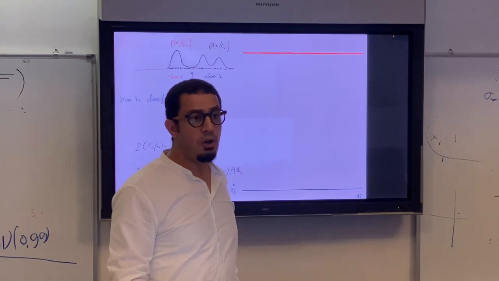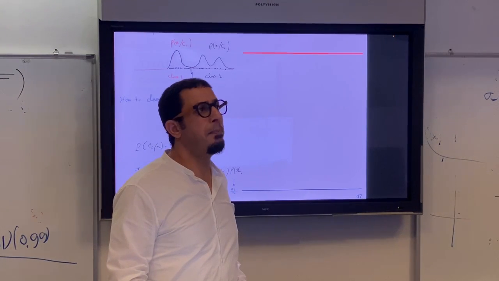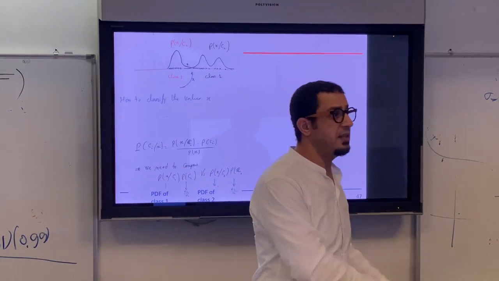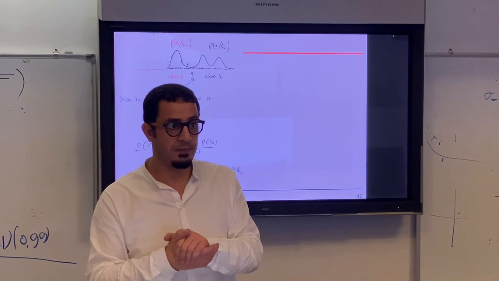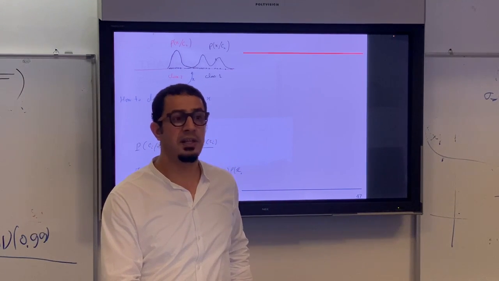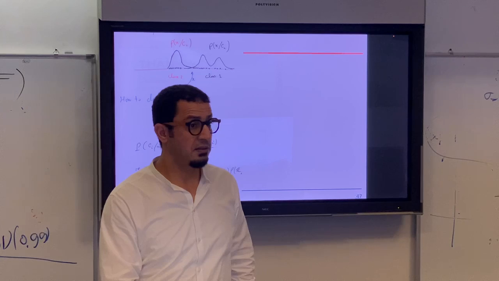Look here. According to this curve, this will be the boundary for me. Anything below is red, anything above is blue. So how do I calculate this one here? I use the Bayes idea. Given this, I do this one here.